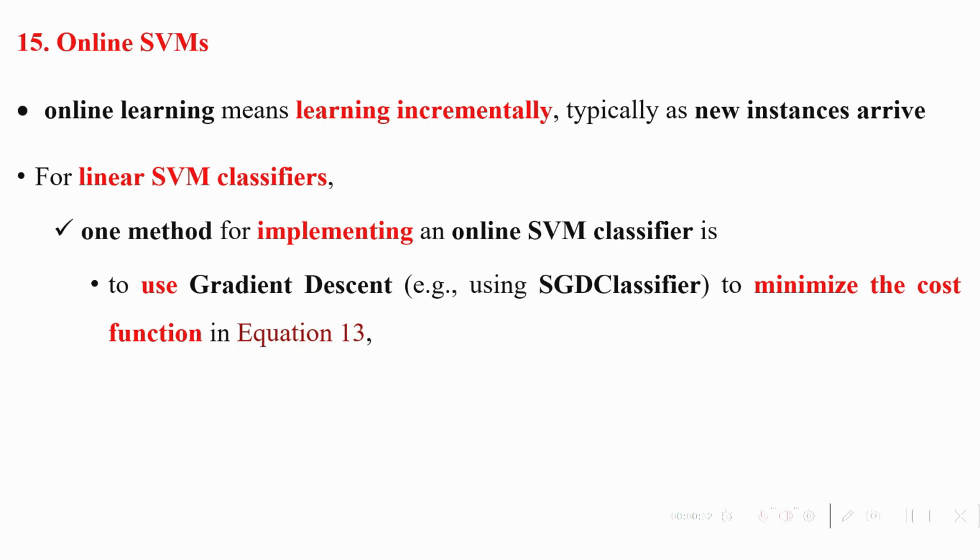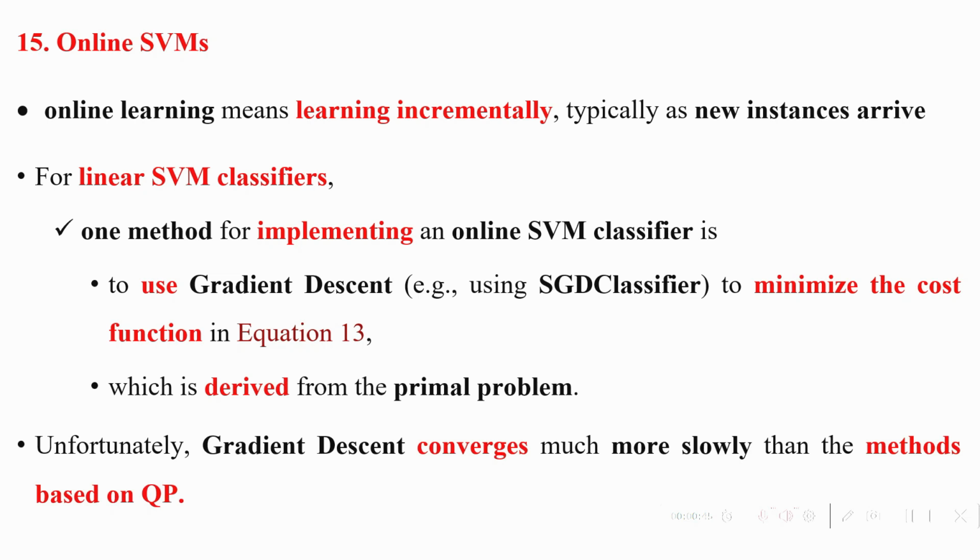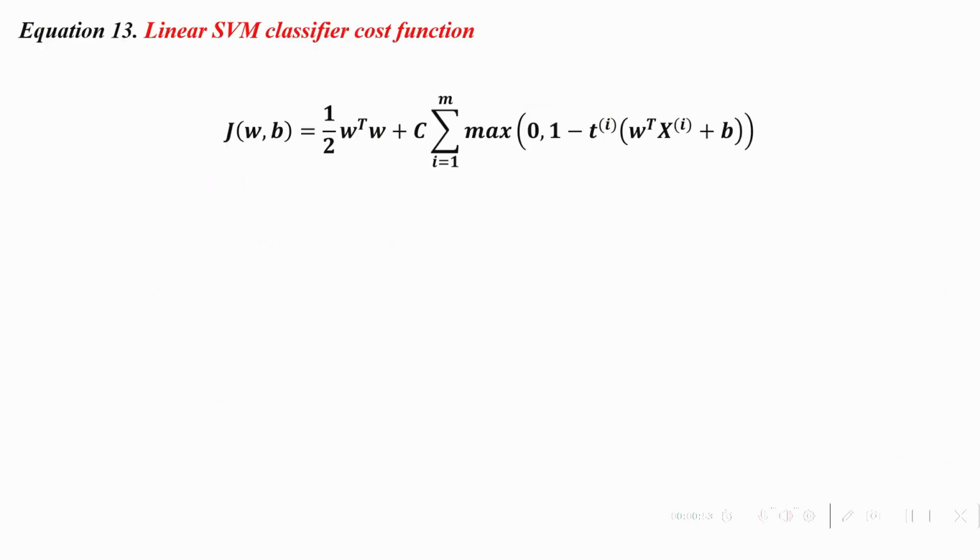Here we are going to minimize the cost function. One of the online SVMs is gradient descent, like the stochastic gradient descent classifier, which is derived from the primal problem. Unfortunately, gradient descent converges much more slowly than the methods based on quadratic programming.